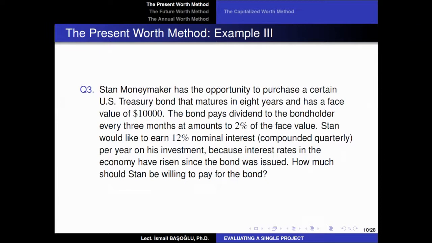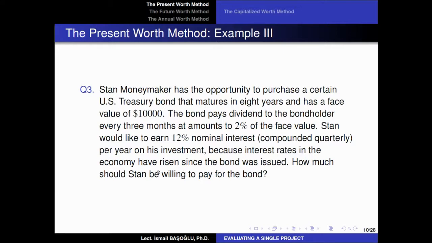Stan would like to earn 12% nominal interest rate, which compounds quarterly. So the nominal interest rate is 12% from that bond. That is the yearly interest rate, but it is not the yearly effective interest rate. It is the nominal interest, and it says it is compounding quarterly. Therefore, the effective quarterly interest rate is going to be 12 divided by 4. It is going to be 3% per quarter.